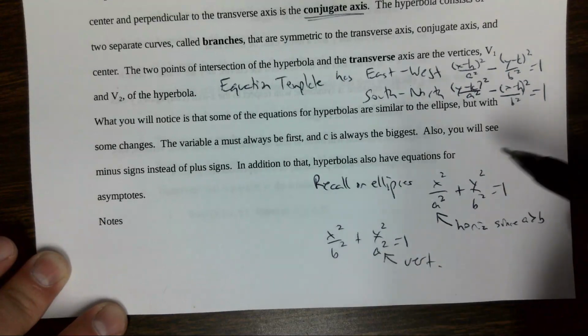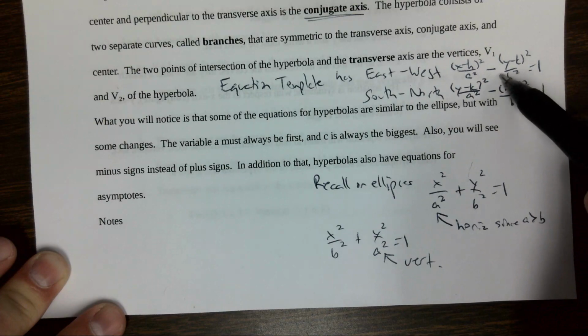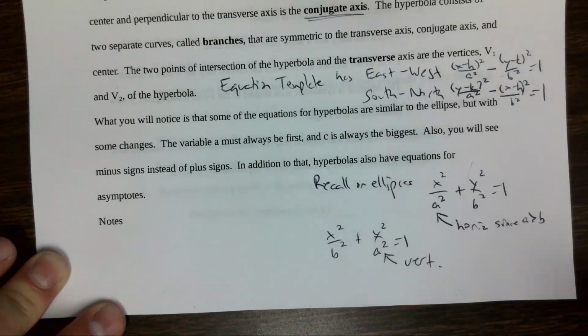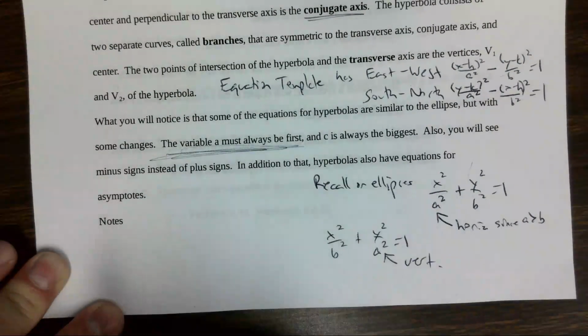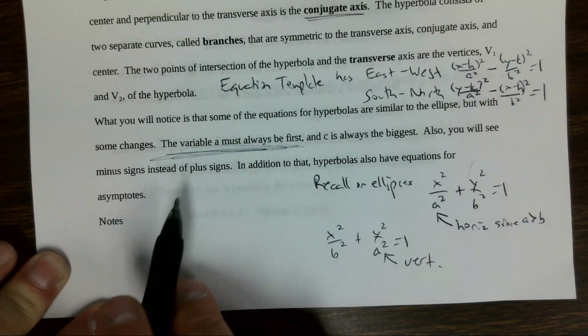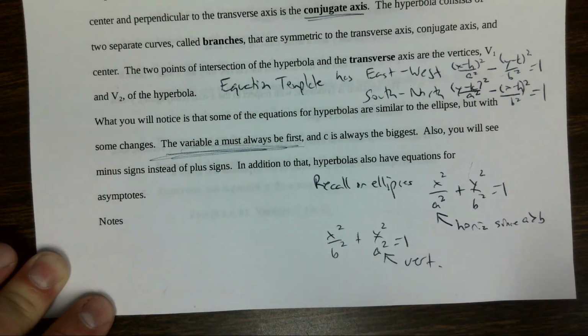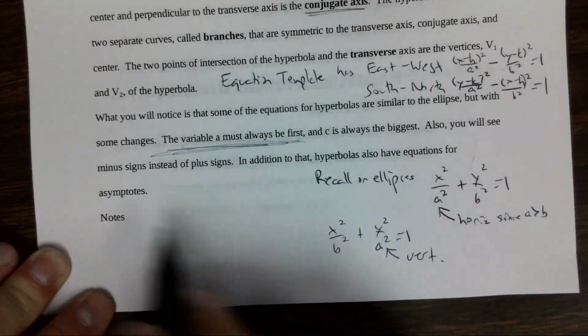So there are going to be some slight differences. Here what you're going to see is a squared is always first. So the variable a must always be first, and c is the biggest. And also you're going to see your minus signs instead of plus signs. And there are equations for asymptotes also.